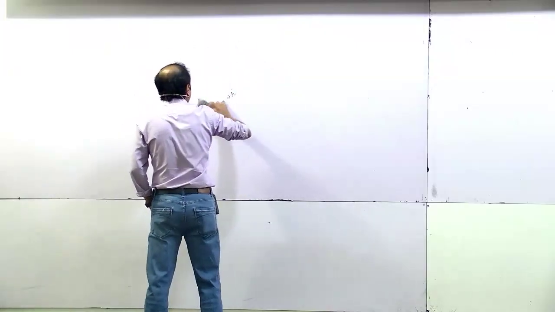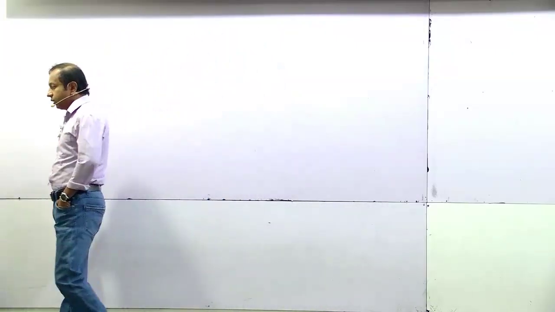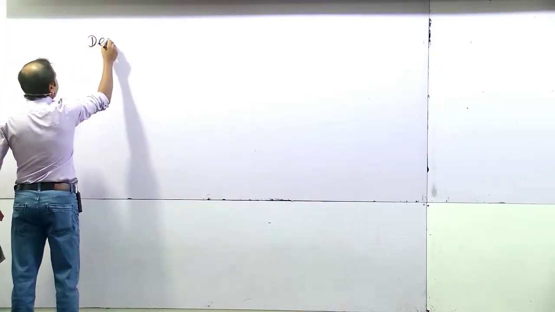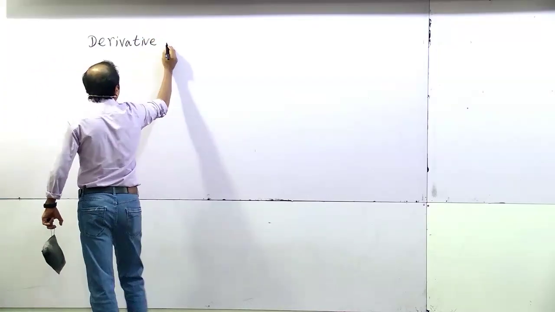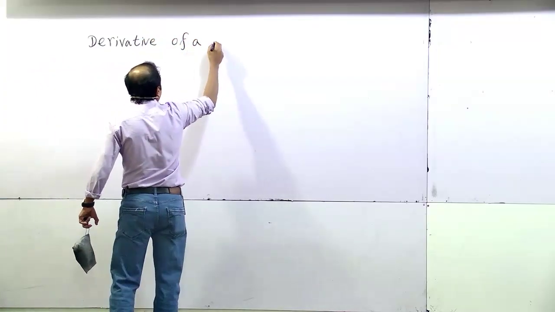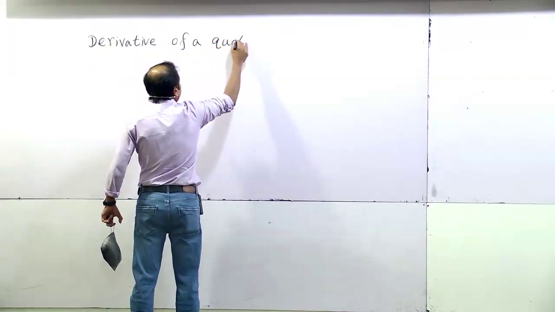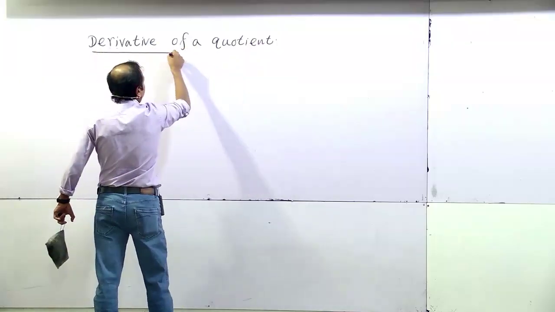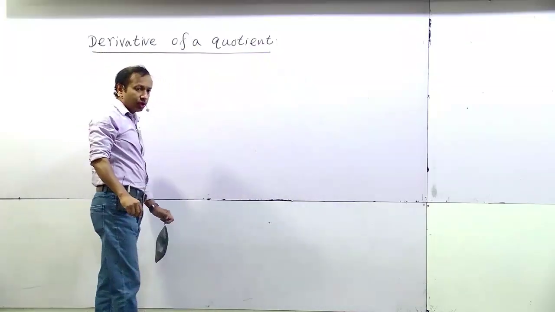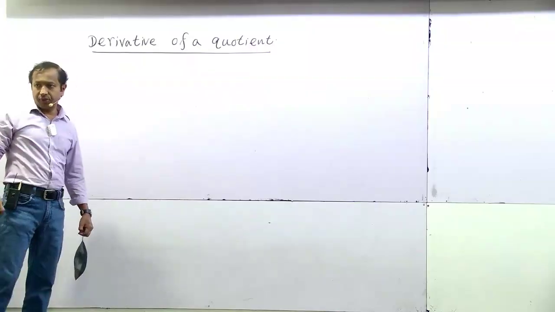Subject: derivative of a quotient. Quotient means a fraction, right? Derivative of a quotient. It's a fraction. Quotient means a fraction.